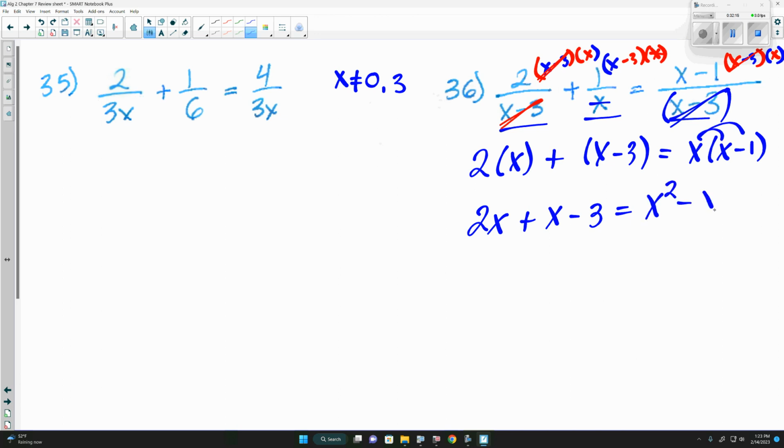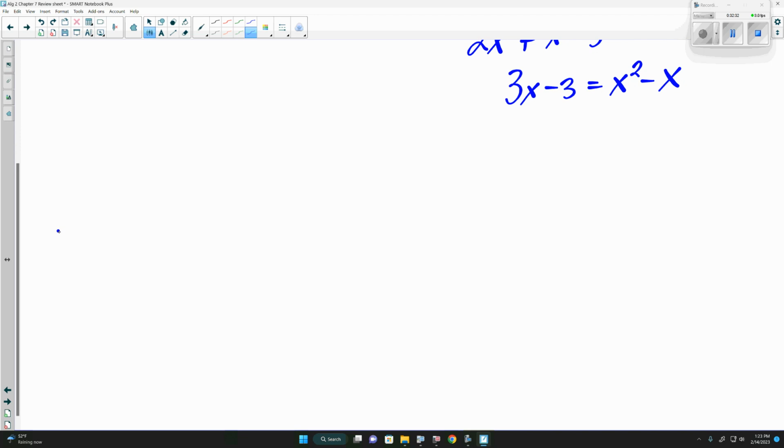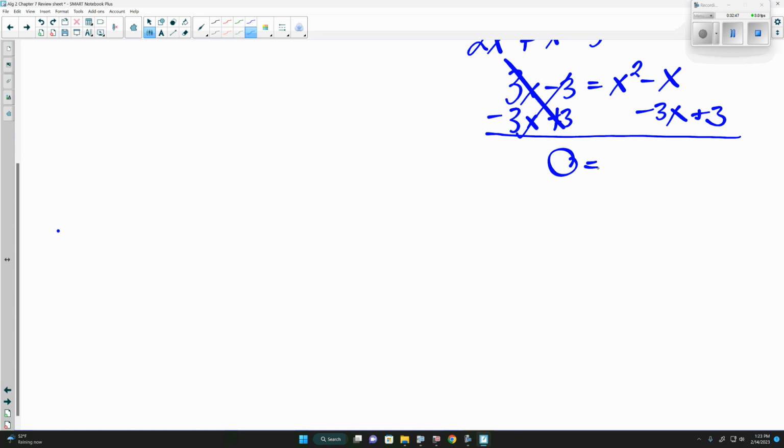X times x is x squared. X times negative 1 is negative x. Now we can combine like terms. 2x plus x is 3x minus 3 is equal to x squared minus x. Need to get it equal to 0, so we subtract 3x from both sides and add 3. This entire side is 0. The other side will have x squared. Negative x minus 3x is negative x plus 3.